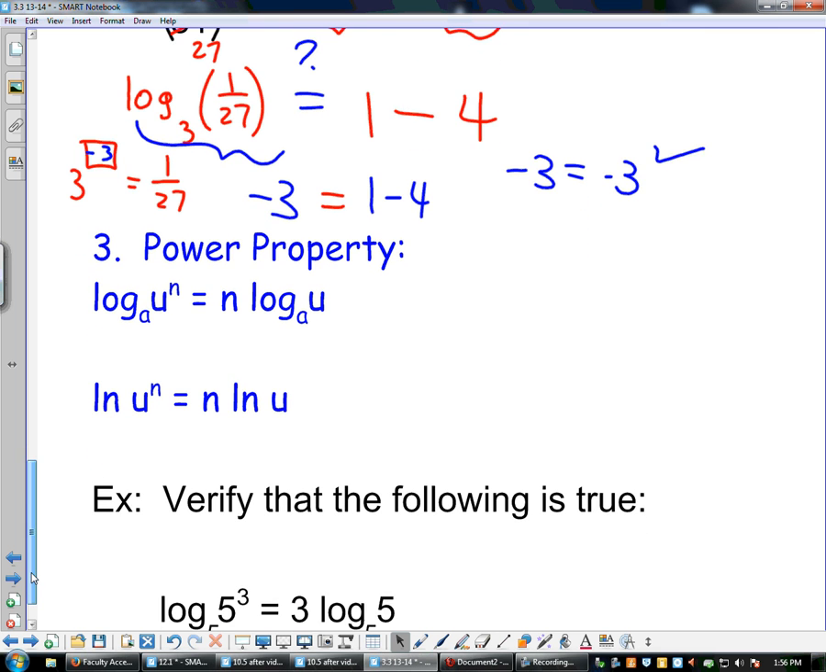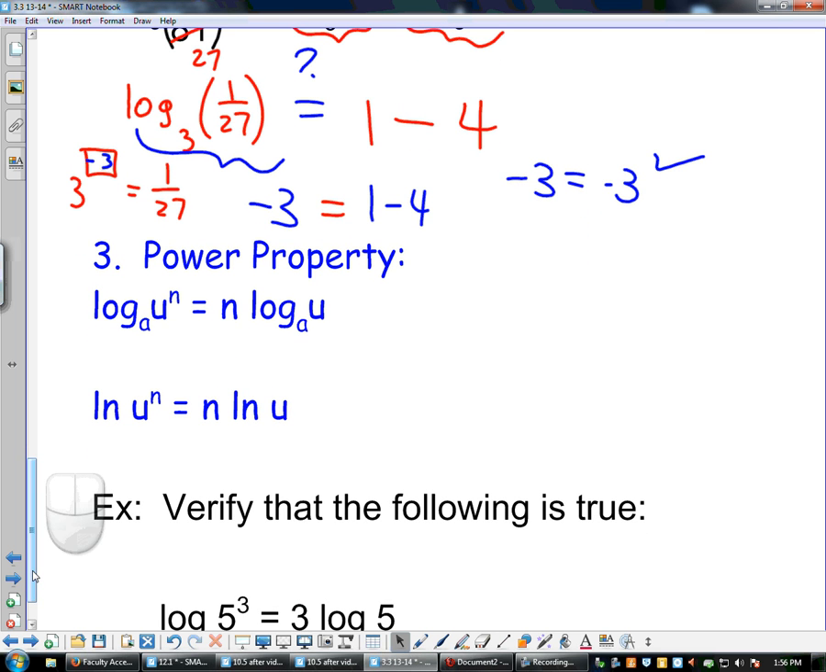One more property, and that is the power property. This one says log to the base a of u raised to some power n is equal to n times log to the base a of u. Same thing with natural log. Natural log of u to the n is going to be n times natural log of u. So whatever the power is here, it can be brought down in front of the logarithm.